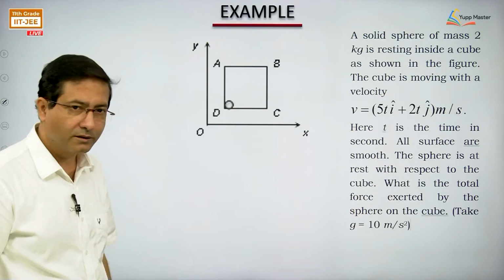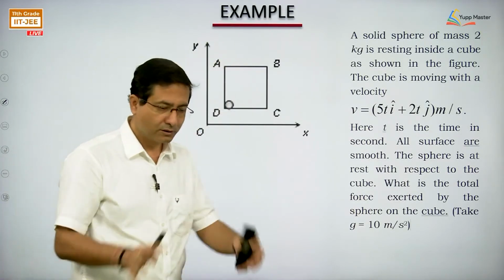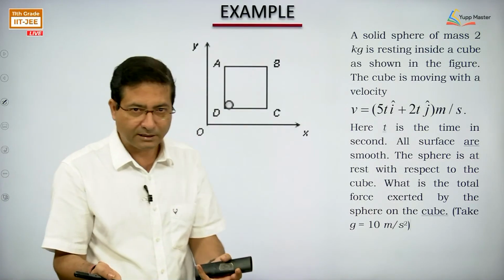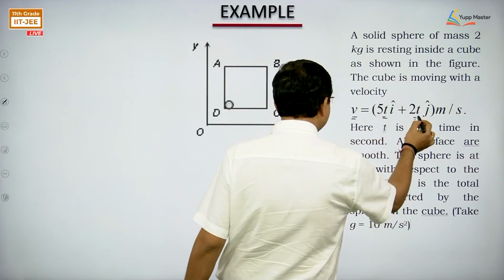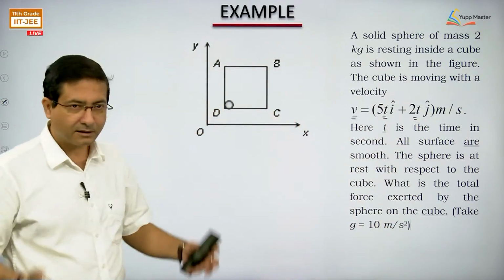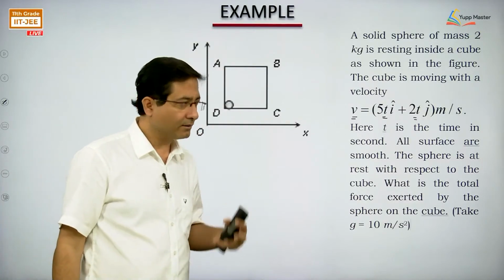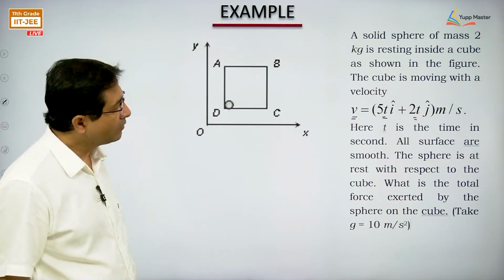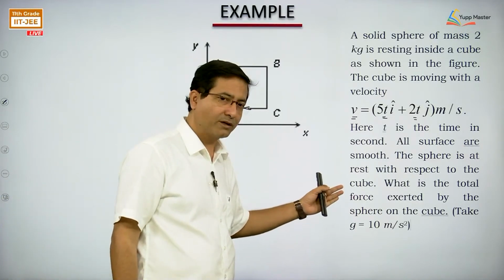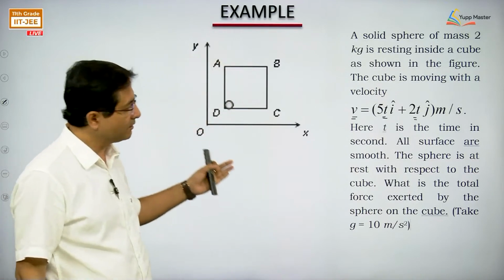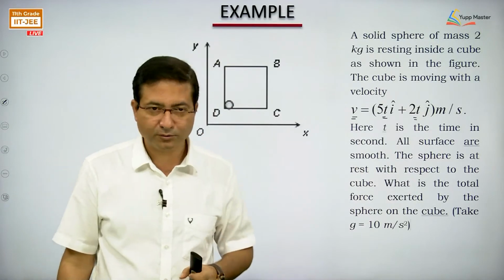So go through the question. A solid sphere of mass 2 kg is resting inside a cube. So there is a cube which is accelerating because velocity is changing with time. You can see that this cube is accelerating. It is having x component and y component. Now it is given that all the surfaces are smooth, sphere is at rest with respect to cube, sphere is not moving with respect to cube. This is the diagram. Question is, what is the total force exerted by the sphere on the cube?